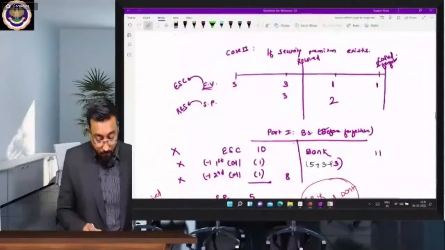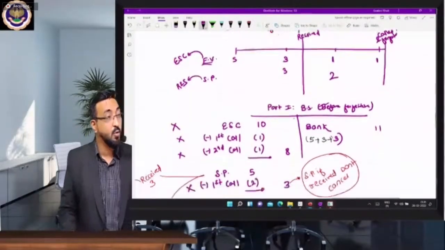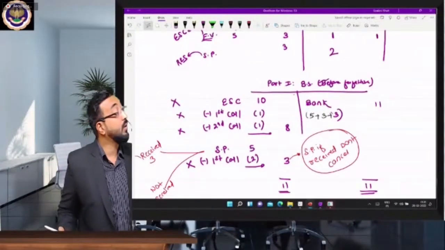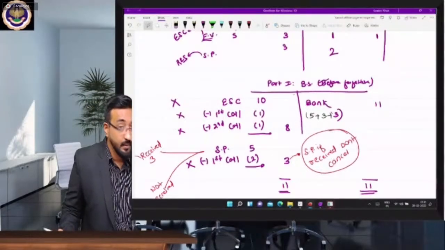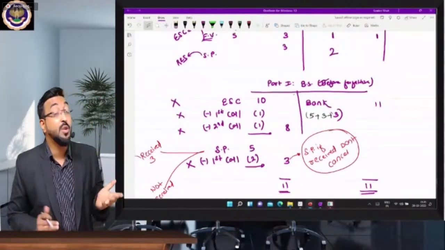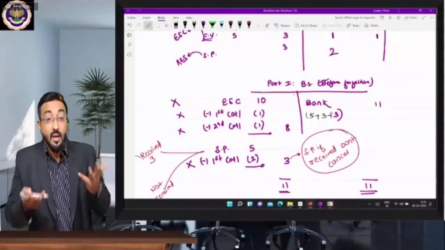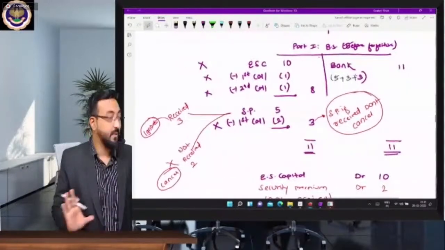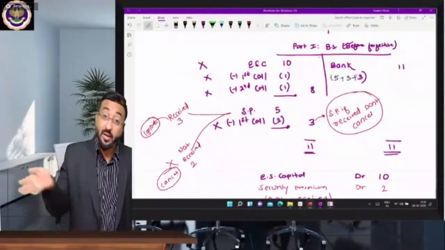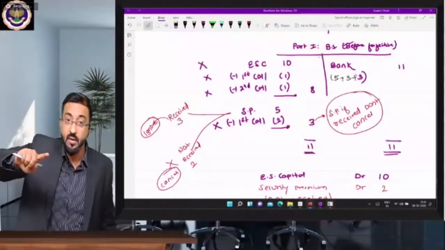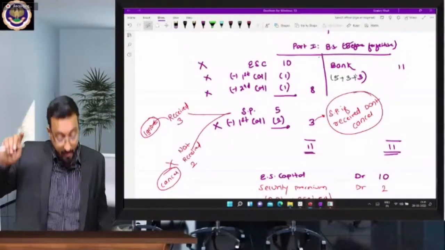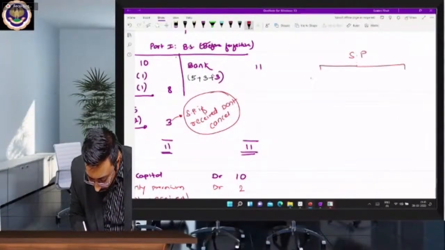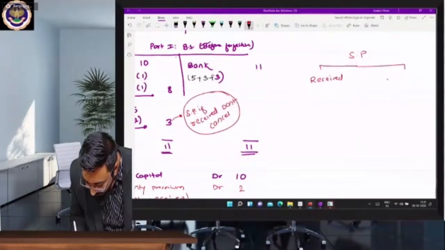In bank, face value 5 plus 3 and security premium you collected 3. So total 11. Which accounts do you not want to cancel? One is bank and the second one is security premium which is collected. Security premium which is received, don't cancel it. And not received, cancel it. Received, don't cancel it. Understand? So what is the red pen adjustment? Security premium.